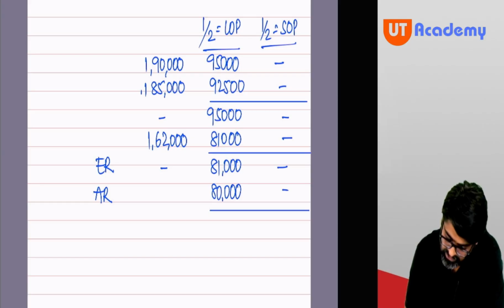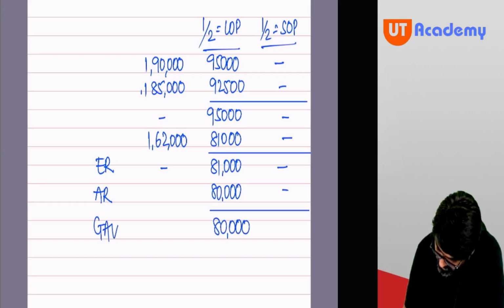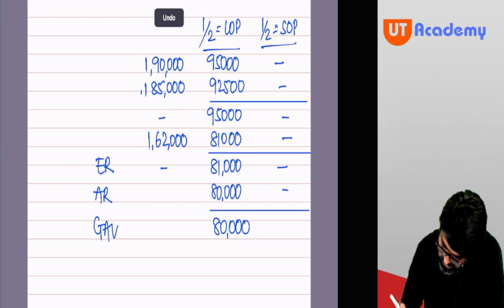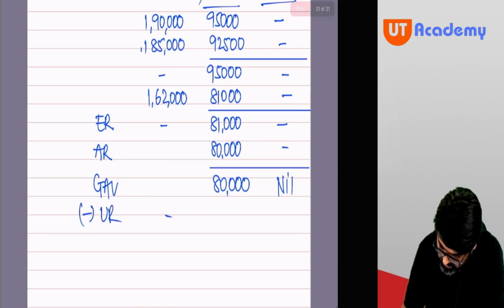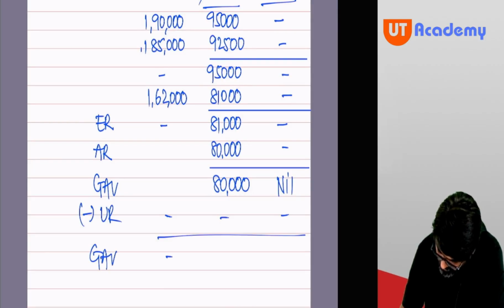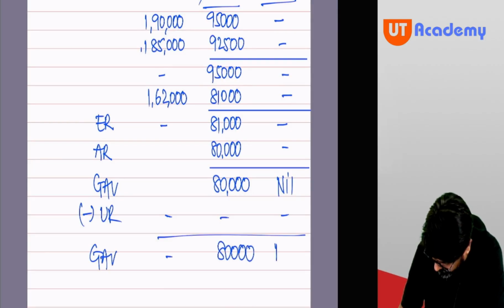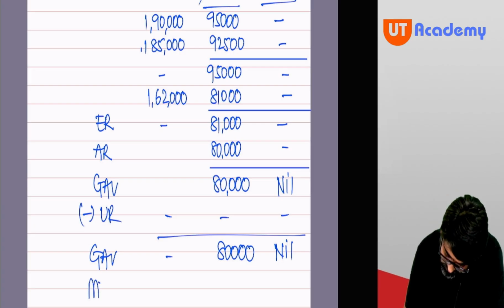So what will I take as GAV? GAV will be 80,000. Done, sir? Here the GAV will be nil. Any unrealized rent? No unrealized rent. Yes or no? So the final GAV will be 80,000 and nil. Is there any municipal tax?